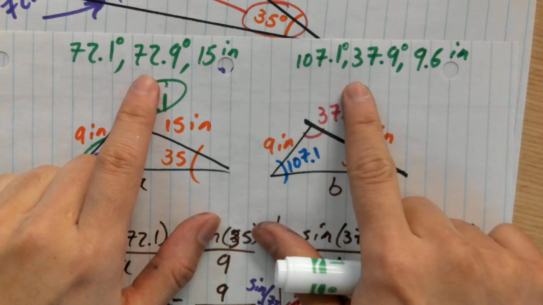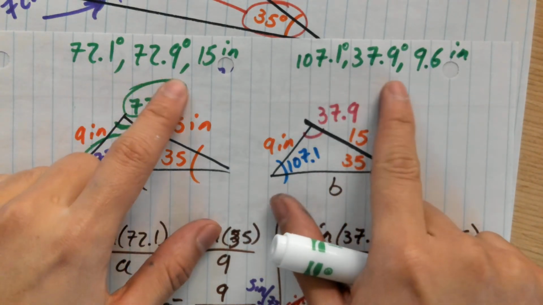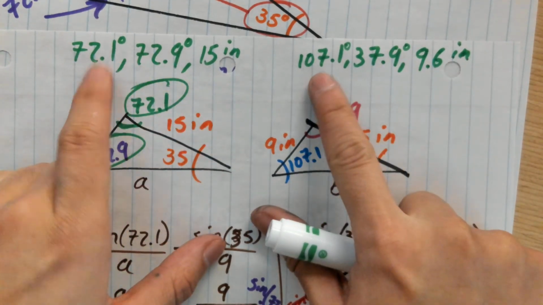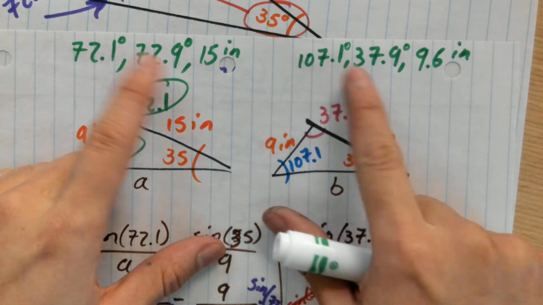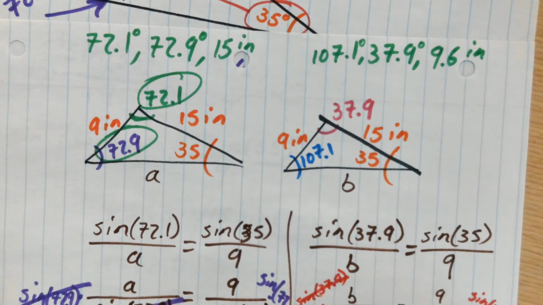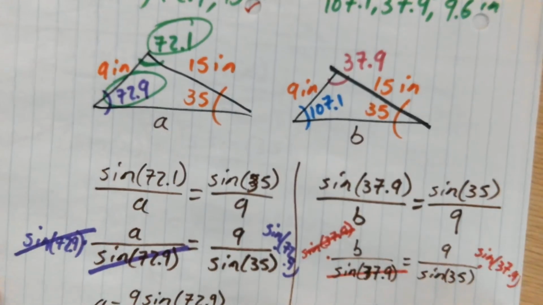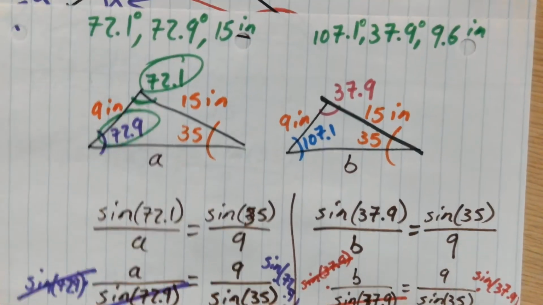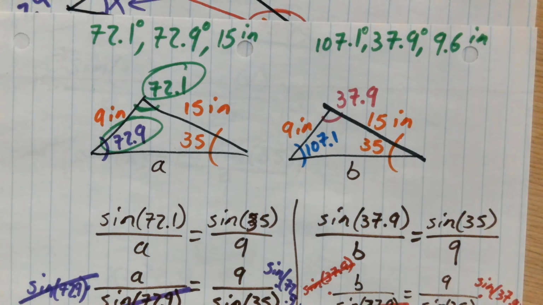So these will be the solutions that Alex will be asking you to find. We found two sets of angles and one set of side lengths. And that would be it. That's how you find that extra solution.